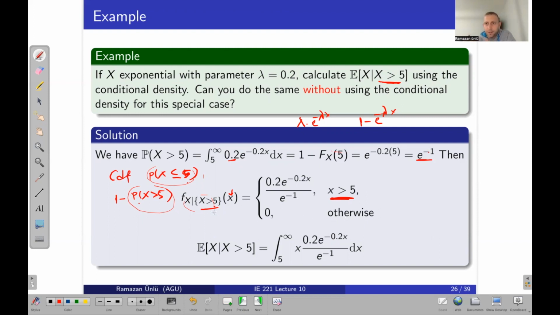So that means if x is less than or equal to 5, the probability will be 0. Okay, so the question is the expected value of x under this situation, where x is greater than 5. So that is the integration of x times the corresponding conditional PDF we just calculated, over the domain from 5 to infinity, right?